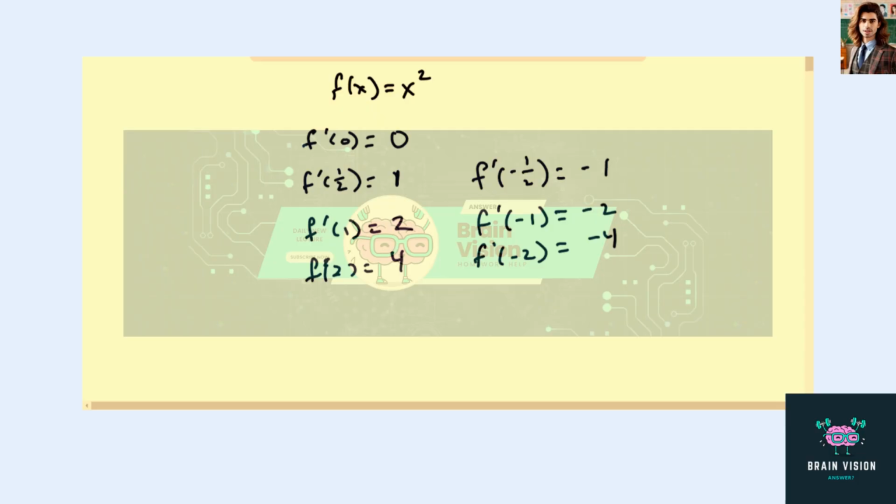Okay, then it says to guess a formula for the derivative. Well, what do I see? When x is 1/2, I get 1. When x is 1, I get 2. When x is 2, I get 4. It's like I'm multiplying everything by 2. So I'm going to guess this is 2x.